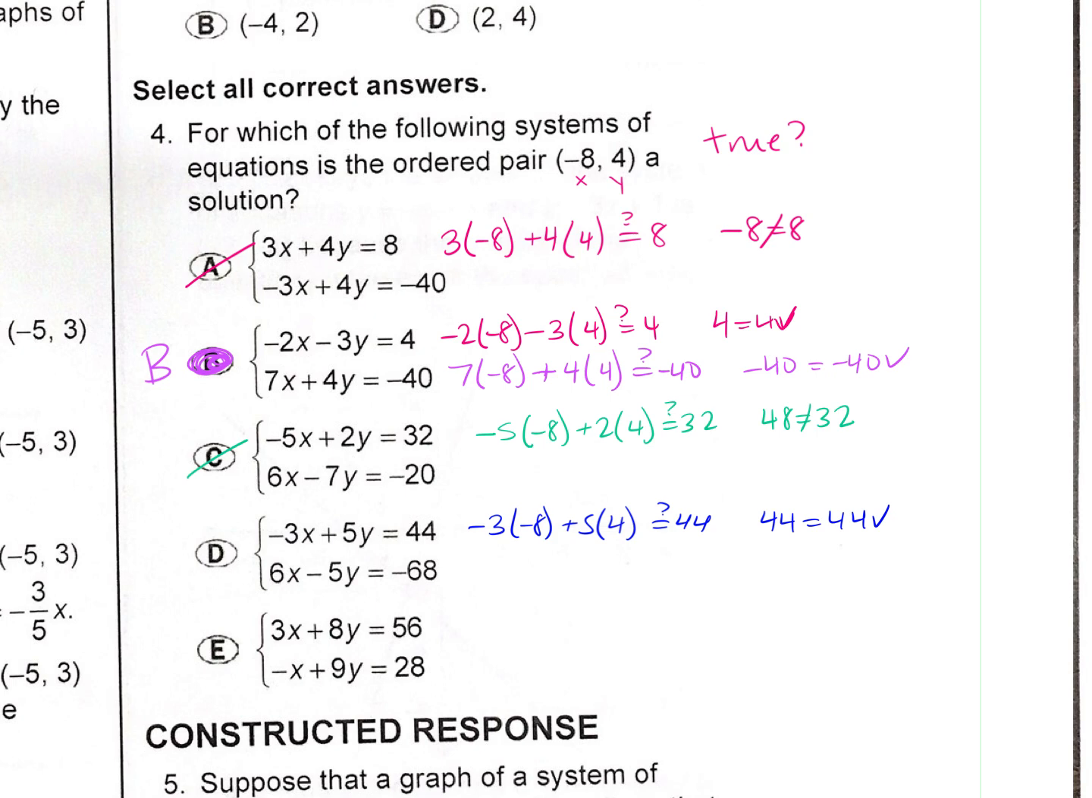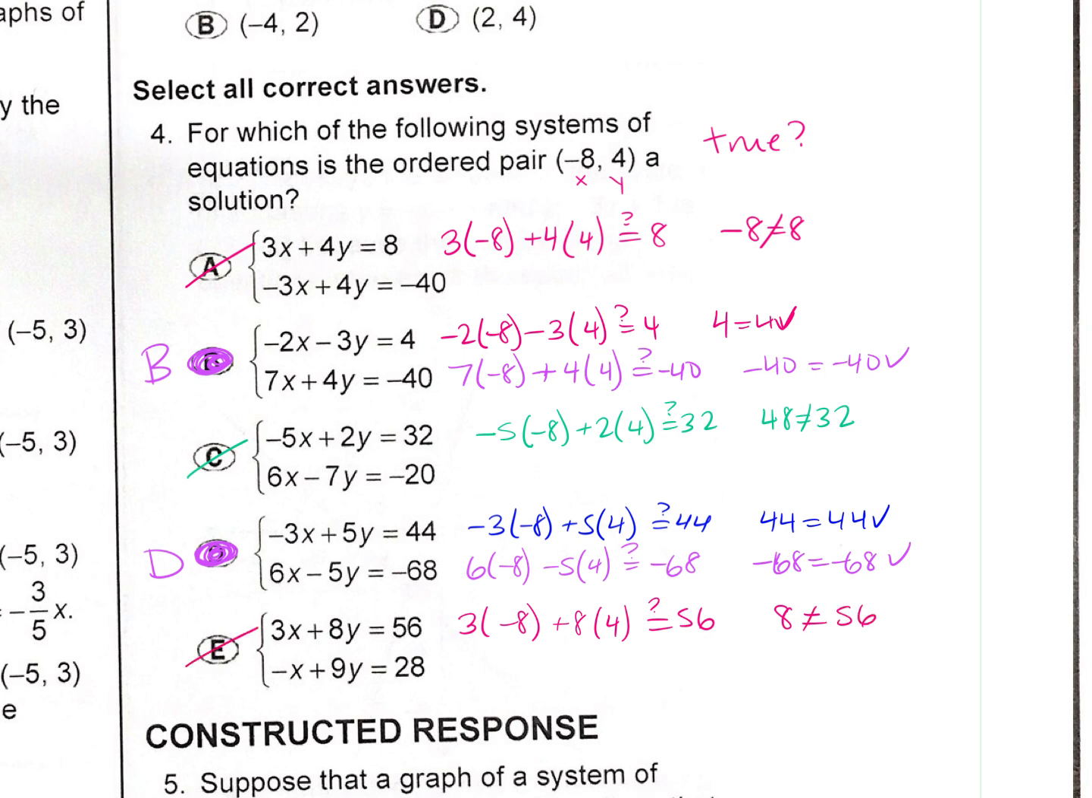And trying the next equation, 6 times negative 8 minus 5 times 4 equal negative 68. We want to see if that's true, so we get negative 48 minus 20 is negative 68. So, since the left and right side are equal, then choice D is true. For choice E, we get 3 times negative 8 plus 8 times 4. We want to know, is that equal to 56? Well, we get negative 24 plus 32, which comes out to 8, and that is not equal to 56, so that one is not true.